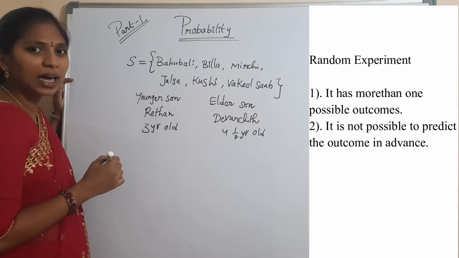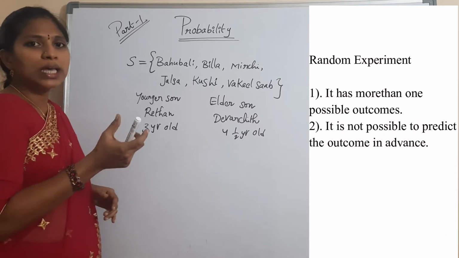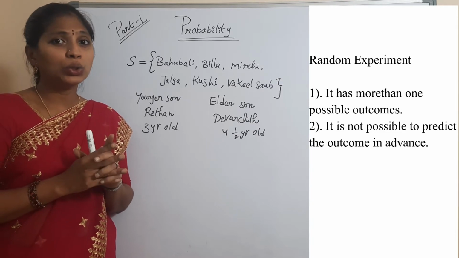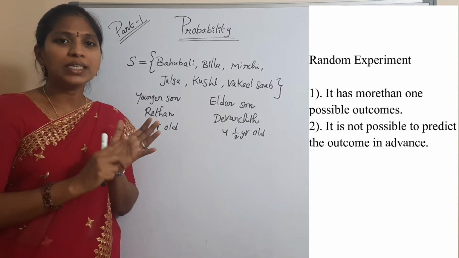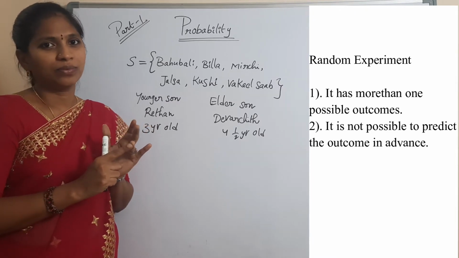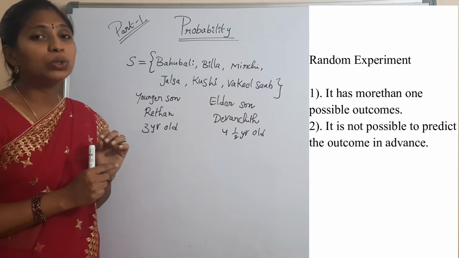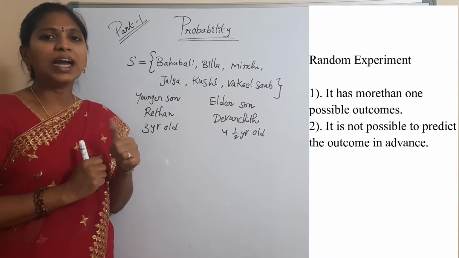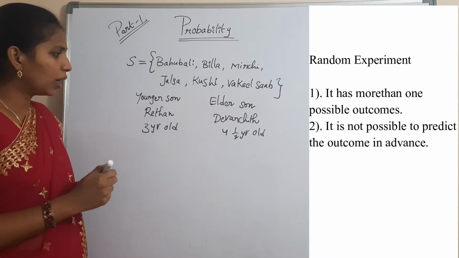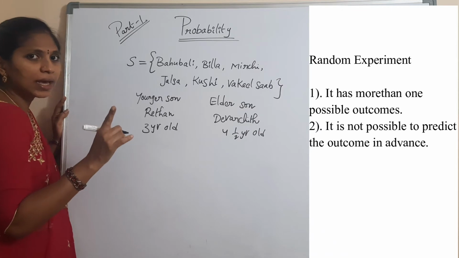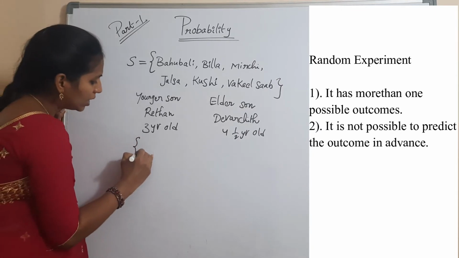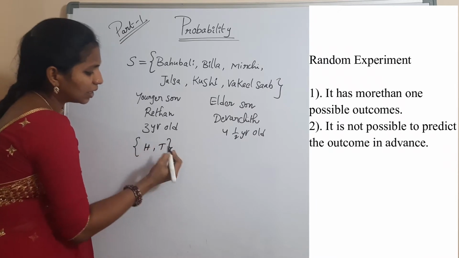Let me explain with another example. If I toss a coin, there are two outcomes. One is head and the other one is tail. What are the possible outcomes? Two outcomes. One is a head and the other one is a tail. Any one of these two, not both. So if I toss a coin, there are two possible outcomes.